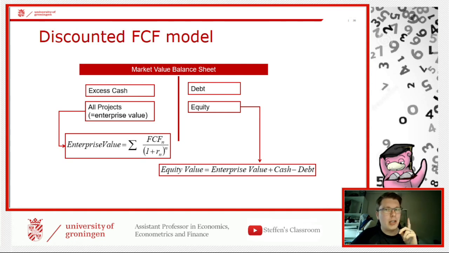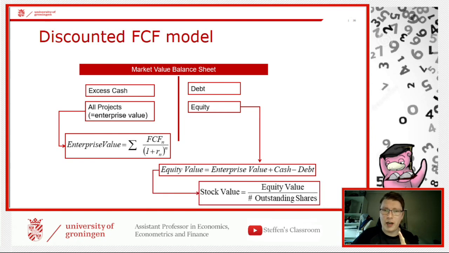But of course, it sounds very simple, but you would have to calculate all these free cash flows. So let's try that. Oh yeah, one final step. Of course, you have the equity, but you have to divide by the number of outstanding shares. However, that is public information.